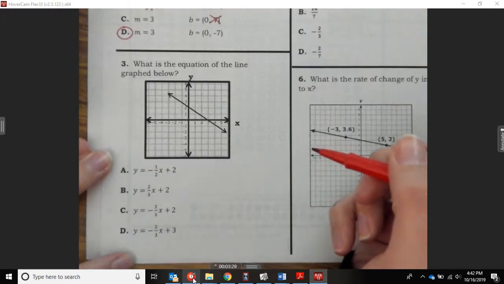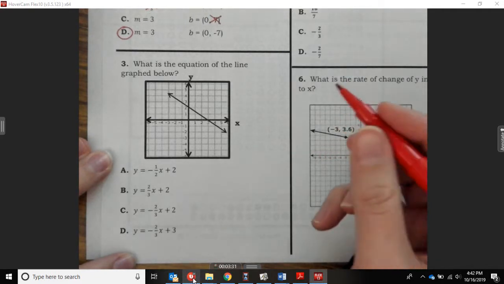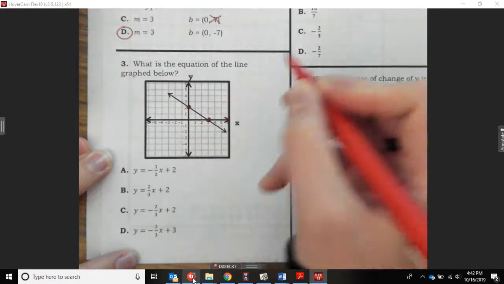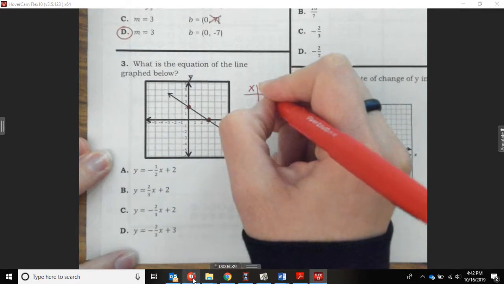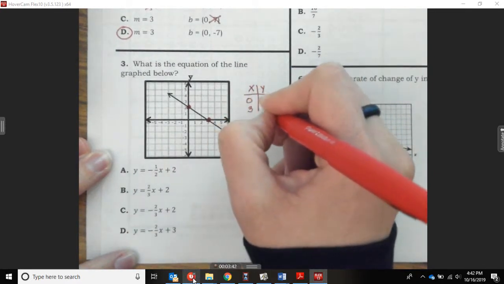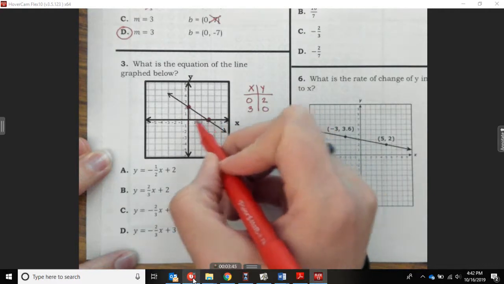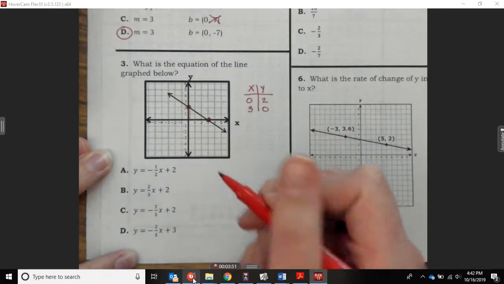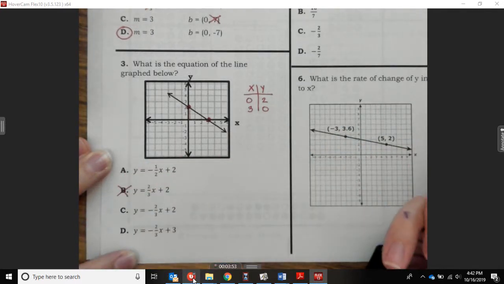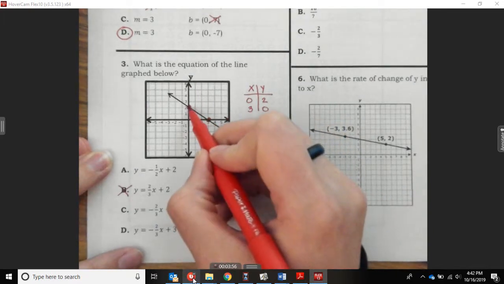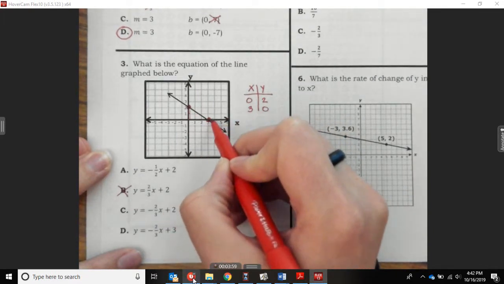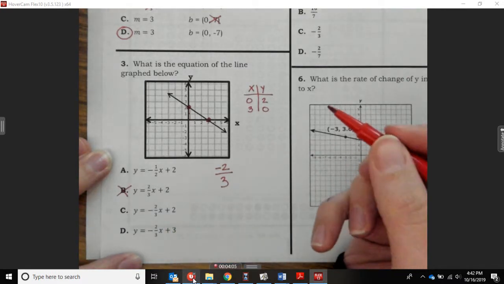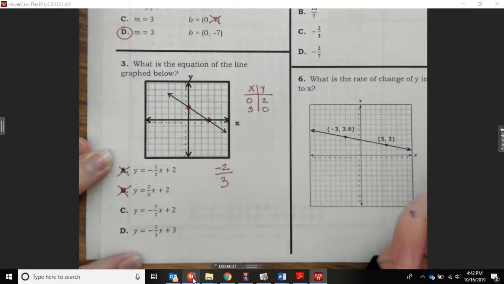Number 3, what is the equation of the line graph below? Well, again, I need my slope. So I have 0, 2, and then 3, 0. If I were to write those points out, 0, 2, 3, 0. And again, my slope is negative. So instantly I should cross off any equation that has a positive slope, which really only eliminates choice B. And I'm counting down 2 and right 3. So I'm going to fall 2 and run 3, which means that's my slope. So I've eliminated now answer choice A.